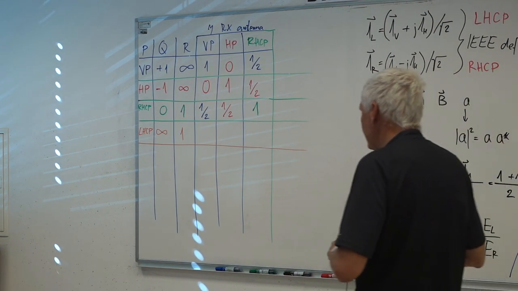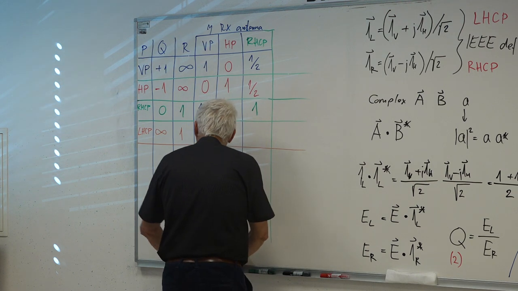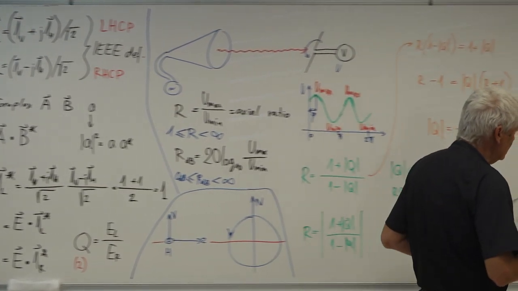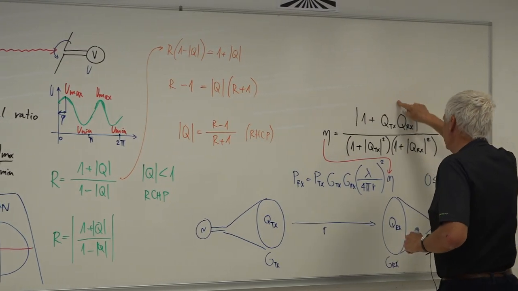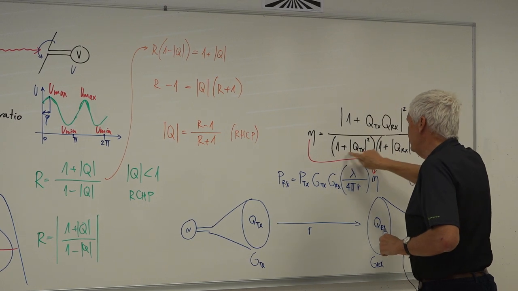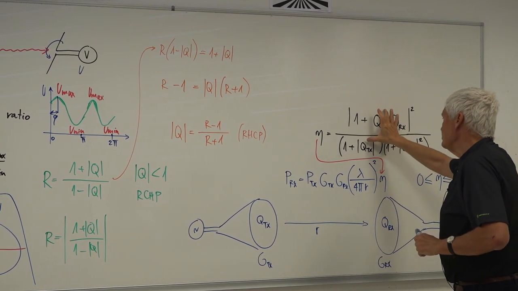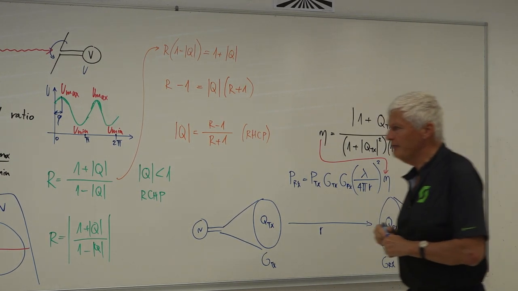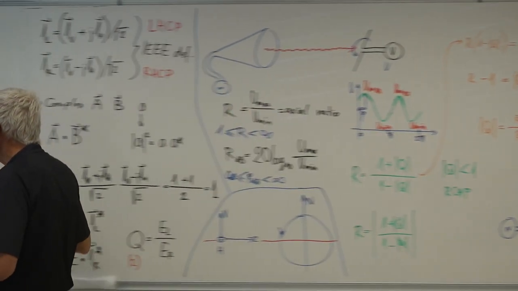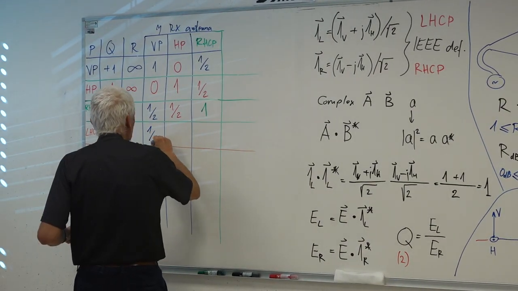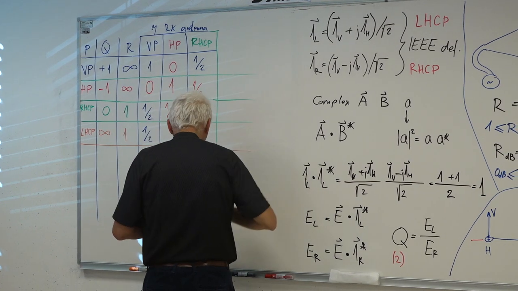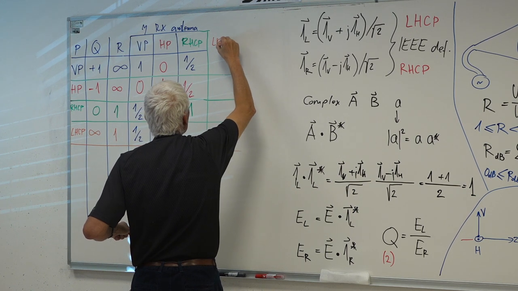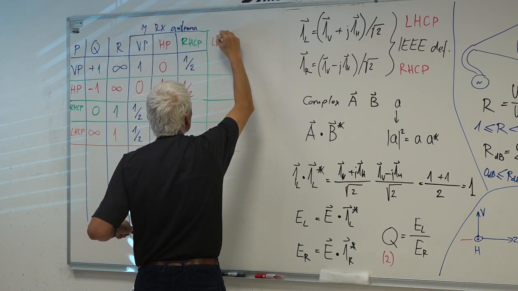Now left hand to vertical. Vertical has one. So I have one plus infinity squared is infinity squared, plus infinity squared is infinity squared. So these two almost cancel out. But I have a factor of two here. I have one half. I have one half here. One half to vertical polarization. Should also write it here. So left hand circular polarization.